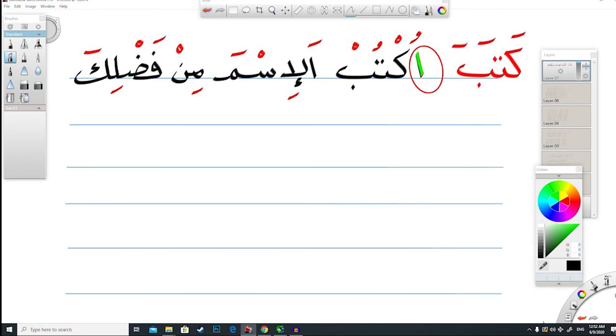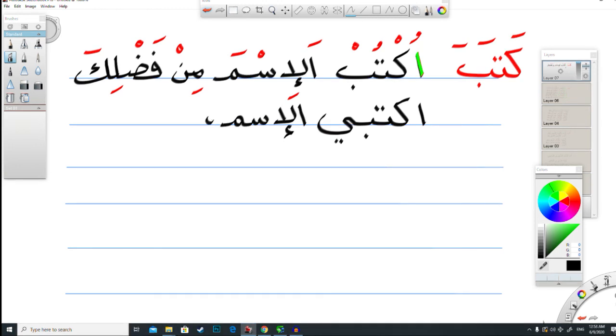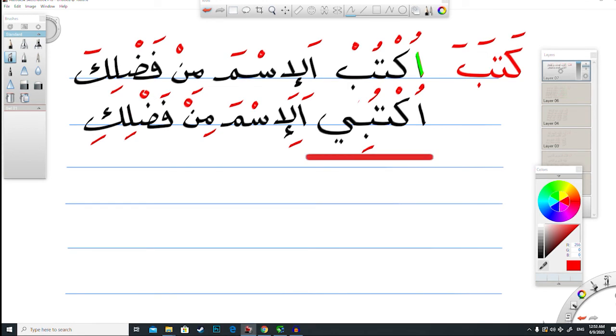The next example is for the singular feminine. اكتبي الاسم من فضلك. Please write the name. What we added here is Hamzat wasl, which is alif without hamza, and ya, the final form of the letter ya. اكتبي, write your name. You ask a lady or a girl to write the name.